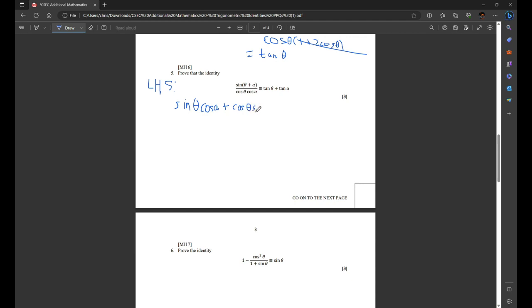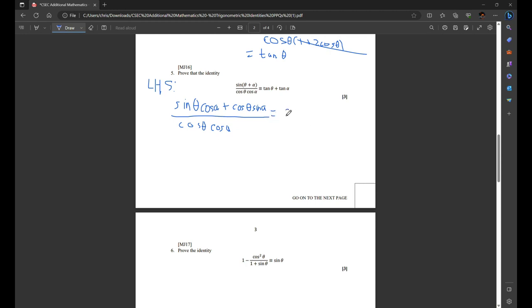So this is of course our compound angle formula for sine, which states that sine A plus B is equal to sine A cos B plus cos A sine B. If you don't remember that, it's on your formula sheet, but I suggest that you remember it just to make your life a little easier. So of course that's still going to be over cos theta cos alpha. So what we can do now is what we've done a few times already, and we can split this fraction into two parts.